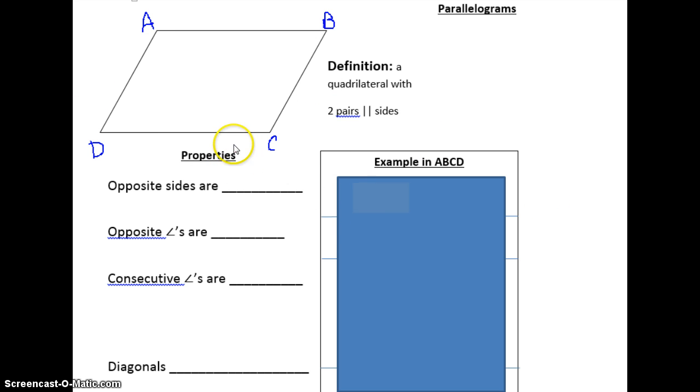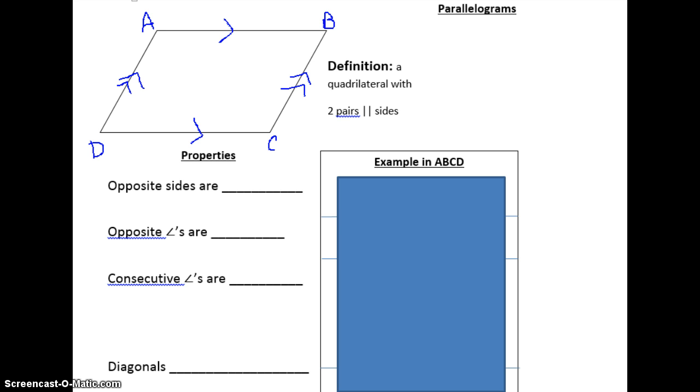And the first thing I want you to do is to go ahead and mark it to match the definition. So since our definition says it has two pairs of parallel sides, we're going to start by marking our sides parallel. Okay, so AB is parallel to DC. And we're going to have AD parallel to BC. So let's go ahead and mark those accordingly. Okay. All right. And let's look at some properties here.